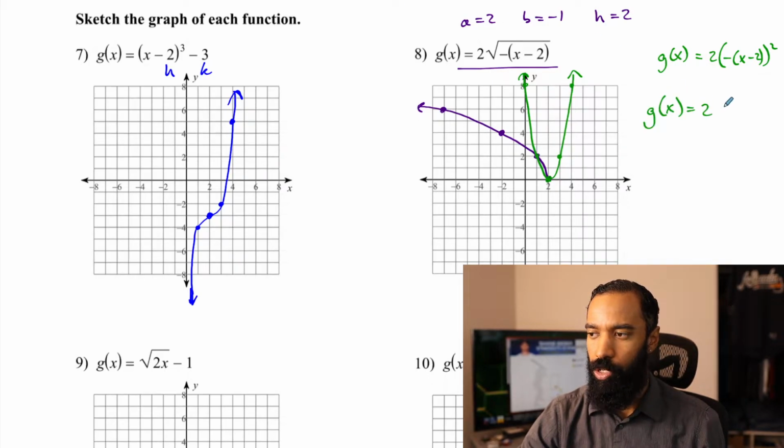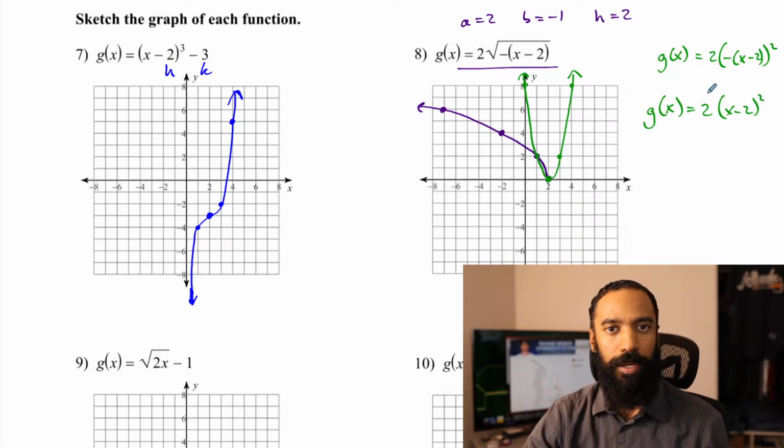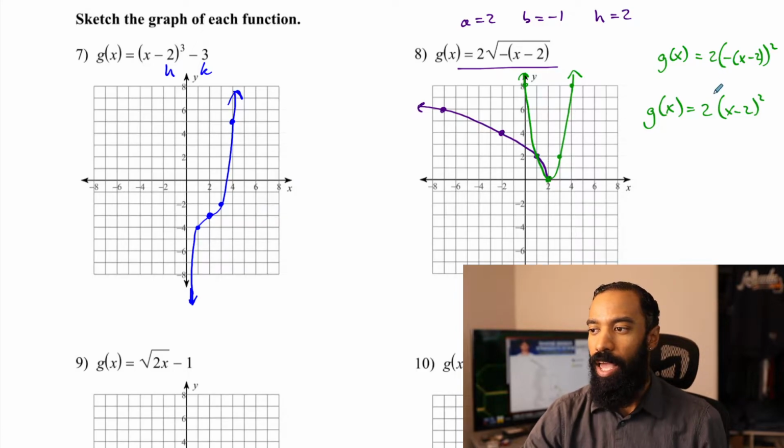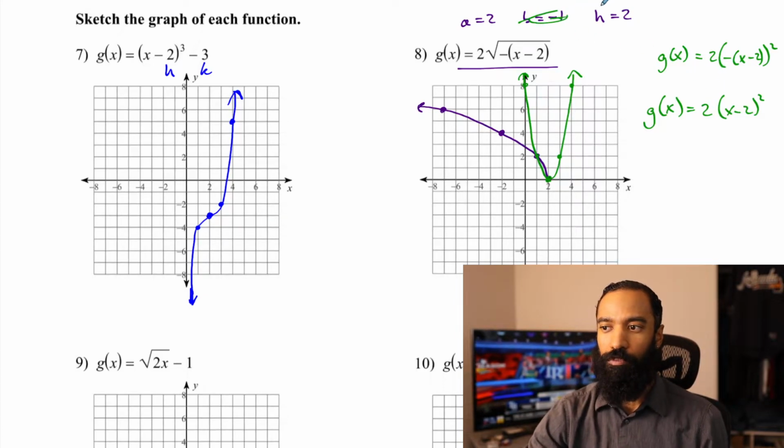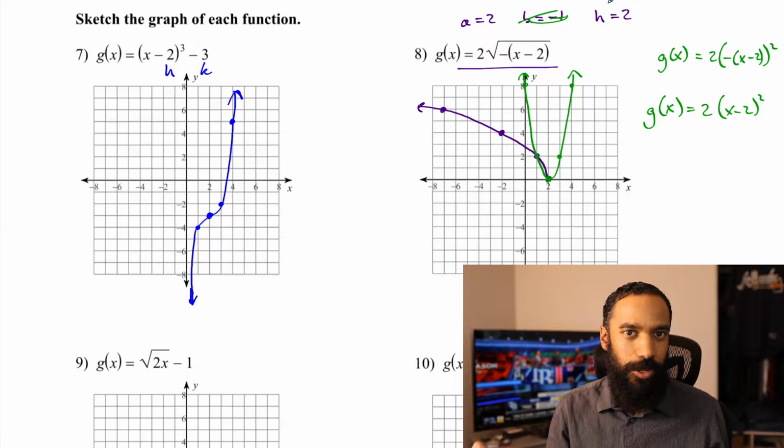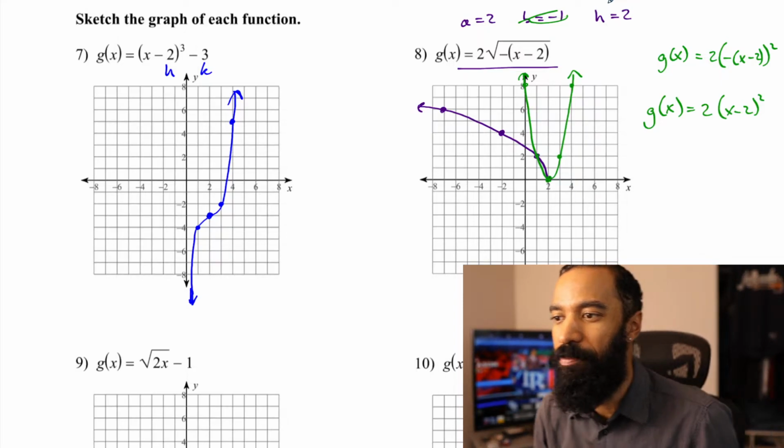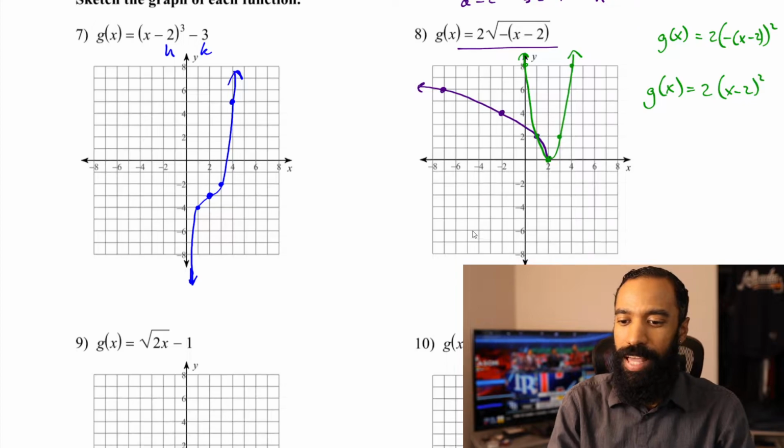That means this also could have been rewritten instead as g of x equals 2, 2 times 1 is 2, so 2 times x minus 2 quantity squared. This is equivalent to it. These are the exact same thing, the exact same graph. And that means b would have been positive 1, and there would have been no reflection over the y-axis, and you would have still had the same graph. No change would have been made. So kind of interesting, and I might run into that down the line.